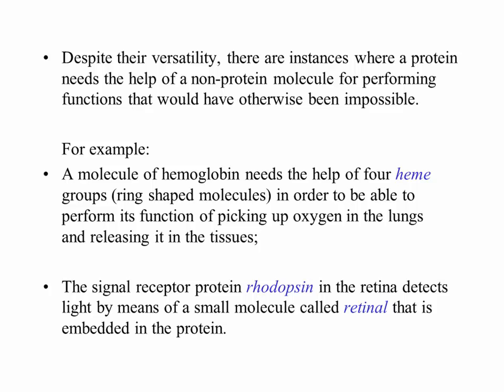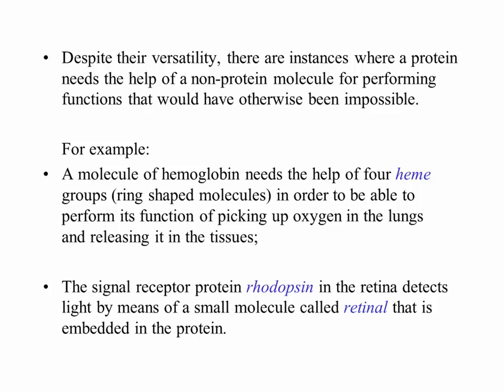Now, despite their versatility, there are instances where a protein needs the help of a non-protein molecule for performing functions that would have otherwise been impossible. And I give you a few examples of that. A molecule of hemoglobin needs the help of 4 heme groups. These are ring-shaped molecules containing iron in order to be able to perform its function of picking up oxygen in the lungs and releasing it in the tissues.